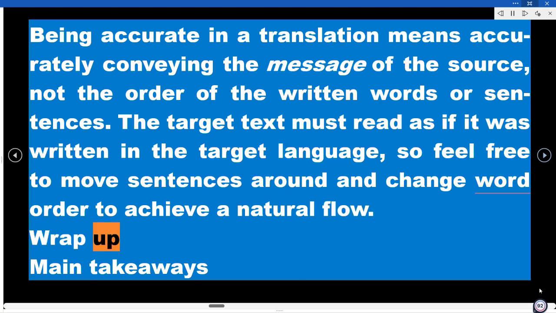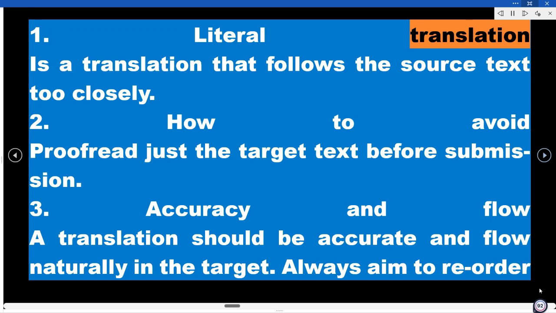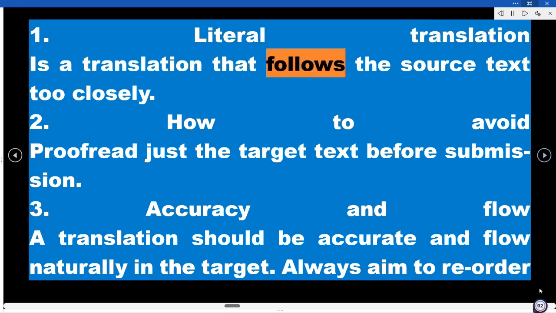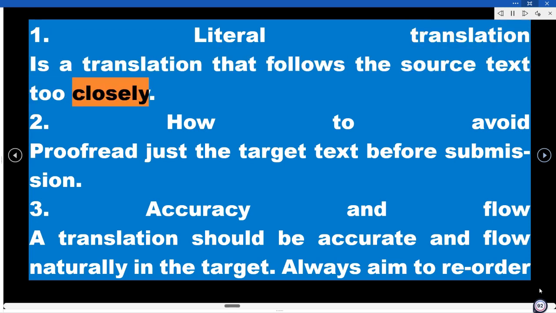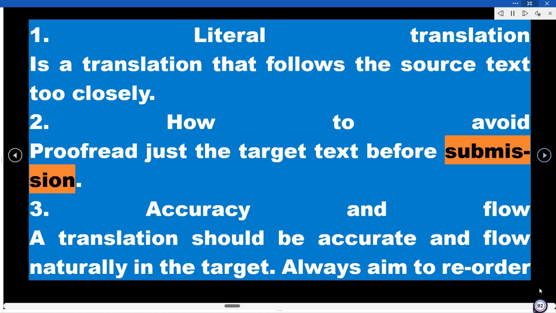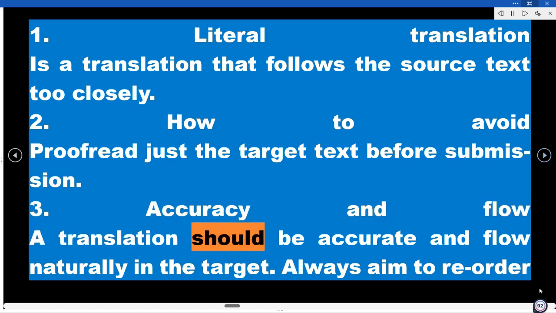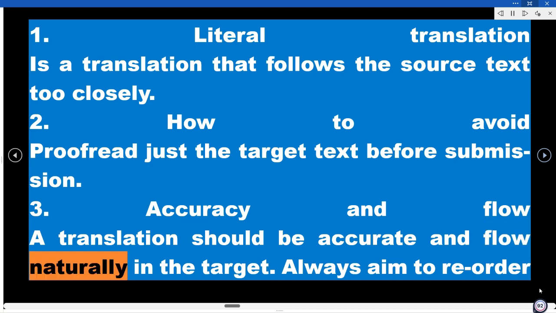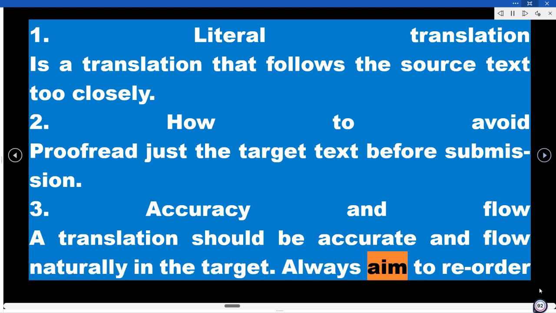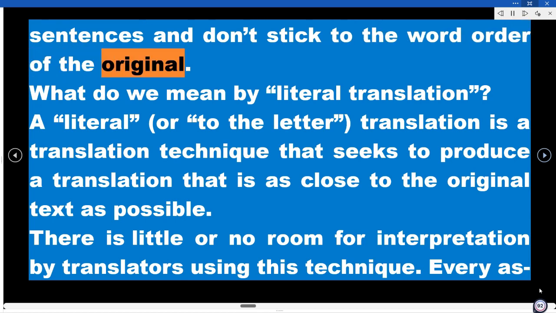Wrap up. Main takeaways. 1. Literal translation is a translation that follows the source text too closely. 2. How to avoid. Proofread just the target text before submission. 3. Accuracy and flow. A translation should be accurate and flow naturally in the target. Always aim to reorder sentences and don't stick to the word order of the original.